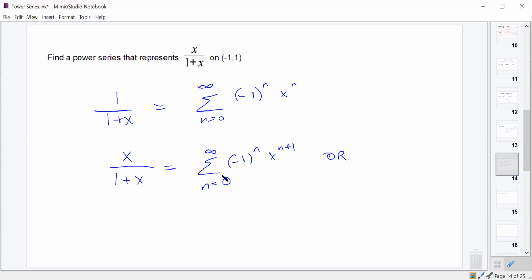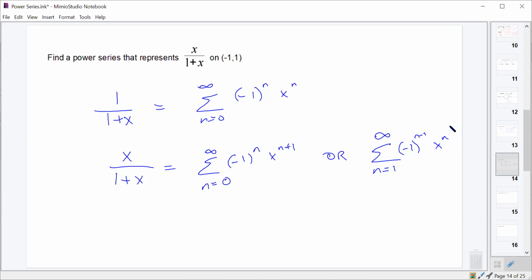Or we could shift this index, it's called an index. We could shift this index up to a 1. And if I brought this up to a 1, we could call this the sum from n equals 1 to infinity. We have to drop each of these ones down. Negative 1 to the n minus 1, and then it would be x to the n. Either of those would work.